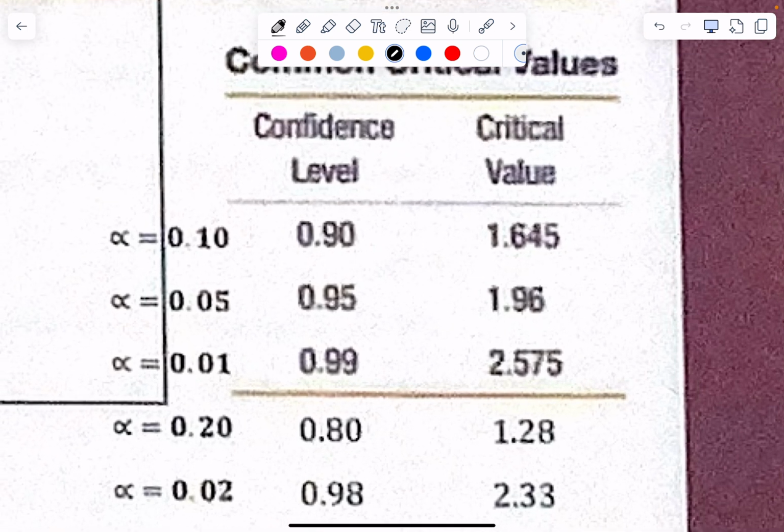Real quick, on your positive side, down in the bottom right corner, are you guys all finding me? Does everybody have 0.01 is 90% confidence level and 1.645? Do you have 0.05 is 95% with a 1.96? I'll tell you what these numbers mean in a second. 0.01 is 99% at 2.575 for a Z. 20% is 0.8, 1.28, 0.02 is 98%, and 2.33. Do you have those on there?